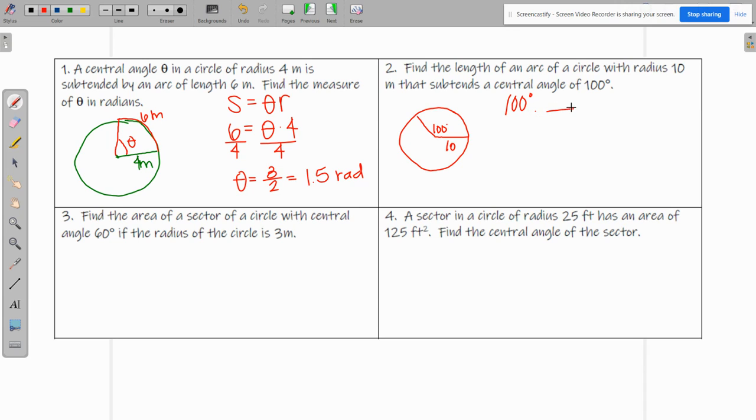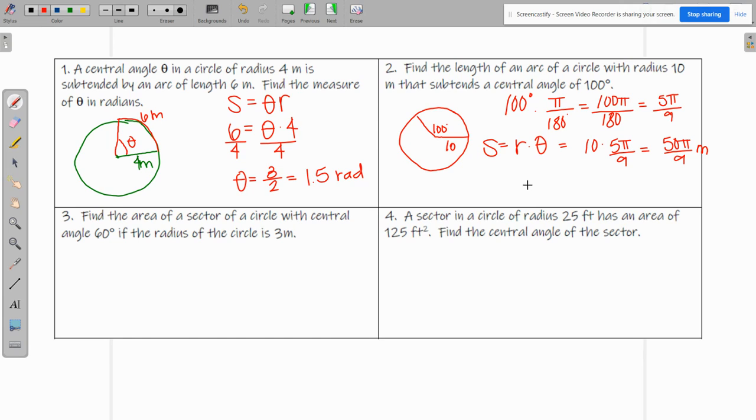So we're going to multiply this by pi over 180 degrees, which means that we would get 100 pi over 180 radians, and we can simplify that to 5 pi over 9. So this angle here is 5 pi over 9 radians. So our arc length formula is radius times theta. So our radius is 10, and we want to multiply by 5 pi over 9, which simplifies to 50 pi over 9, and this would be in meters.